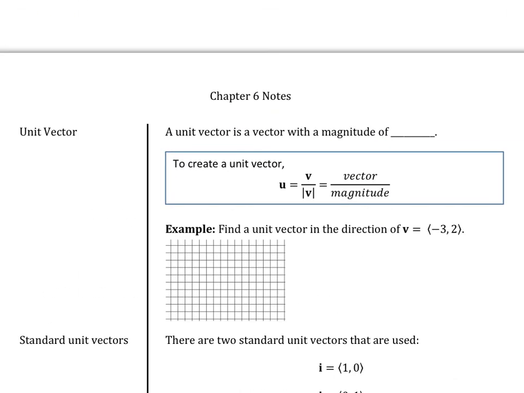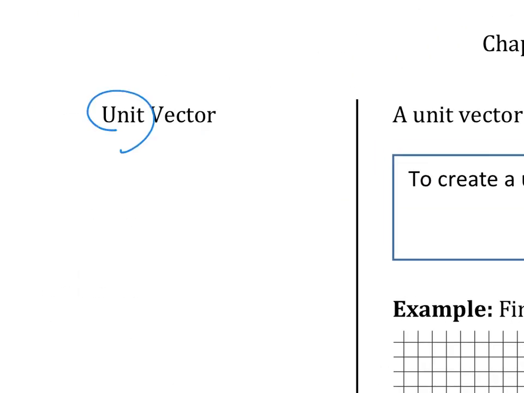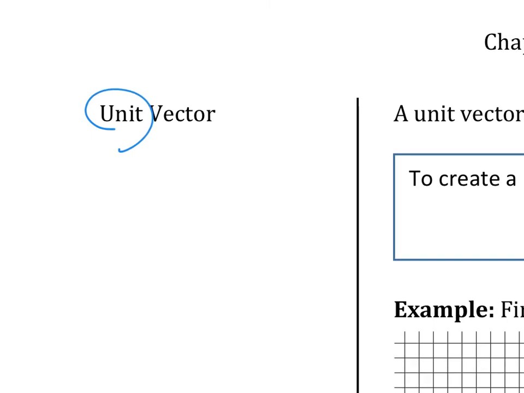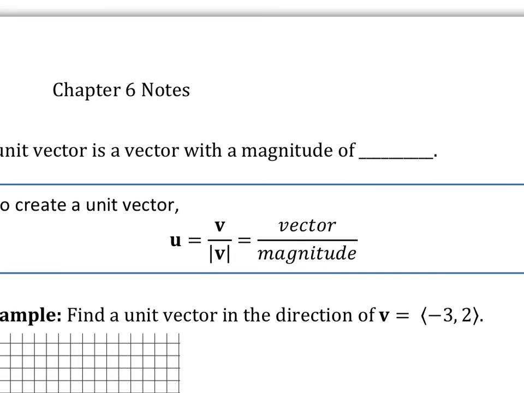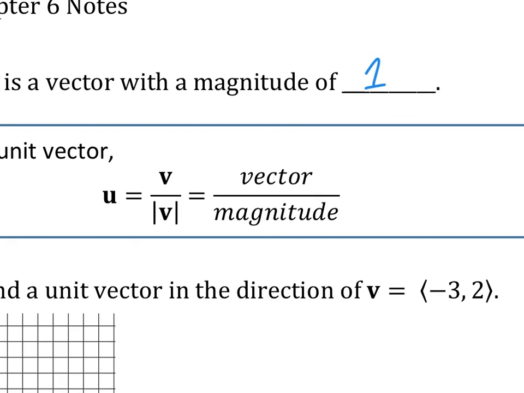All right, unit vector. What does the word unit mean? 1, like unit circle, right? 1, radius of 1. So unit vector is a way of making the magnitude of this vector 1. And the formula to create a unit vector is you take the vector and you divide by its magnitude. That will guarantee that this vector will only have a magnitude of 1.